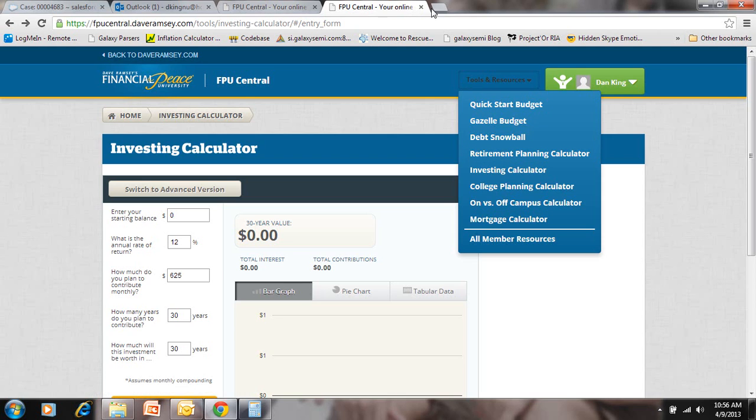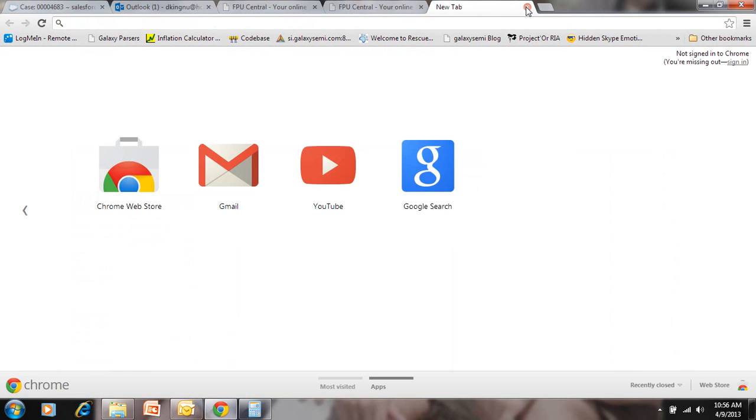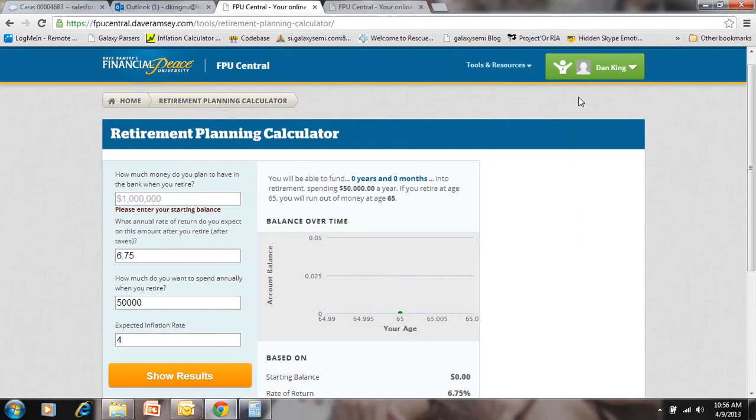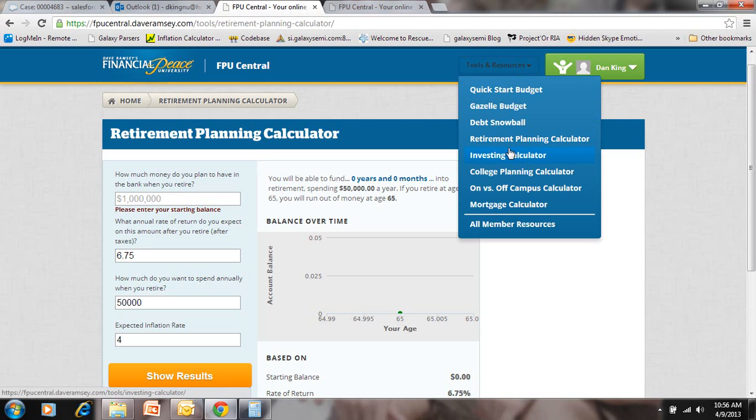Then I recommend you actually open up a new tab in your browser, go to the site again, go to Tools and Resources, and open up the Investing Calculator. So you'll have one tab that's Retirement Calculator, and one that's Investing Calculator. Now keep in mind, the Investing Calculator is also available on the normal Dave Ramsey site, daveramsey.com, under Tools and then Investing Calculator. That can be used without a login for after the class is over.